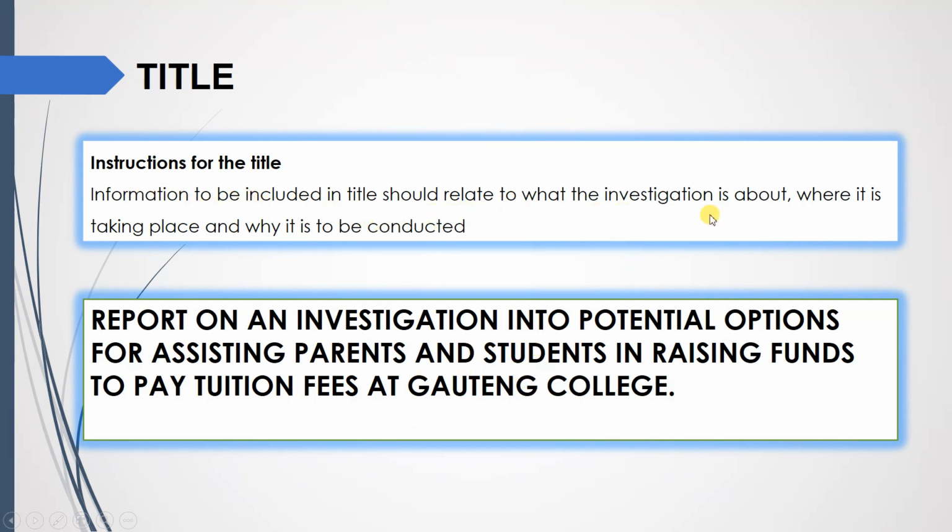The first thing that we can look for is whether we stated what the investigation is about. Okay, and that is definitely here. We told them that we want to look into potential options for assisting parents and students, okay, in raising funds, okay, where it is taking place and why it is conducted. Okay, we also stated that we wanted them to raise funds in order for them to pay tuition fees, so this is why. Okay, and in terms of where it is taking place, we stated that it is taking place at Houghton College. Okay, so this is how you check your work. If you do this, you'll definitely get maximum points.